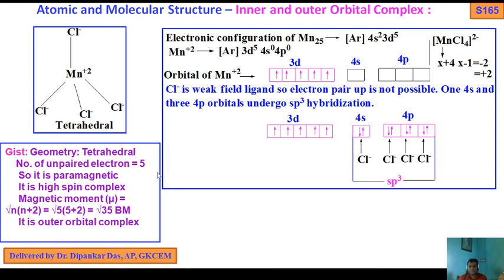We have discussed NiCl4 2-. We also discussed Ni(CN)4 2- and Ni(CO)4. Okay, so now after the discussion of these 4 complexes, we have seen that the magnetic moment of MnCl4 2- is the highest, root 35 BM, and it is a high spin complex compared to the others, and it shows paramagnetic character.